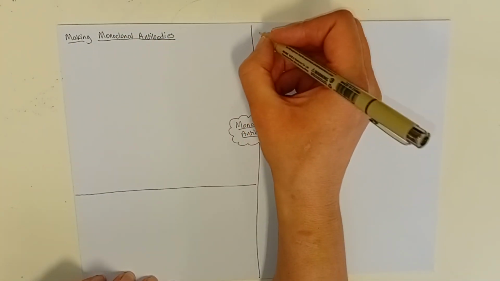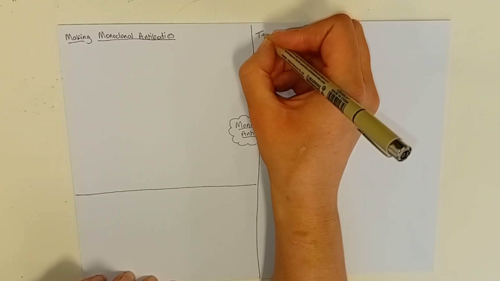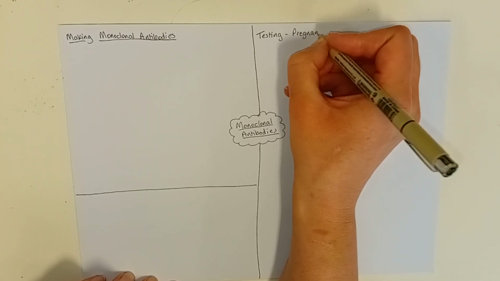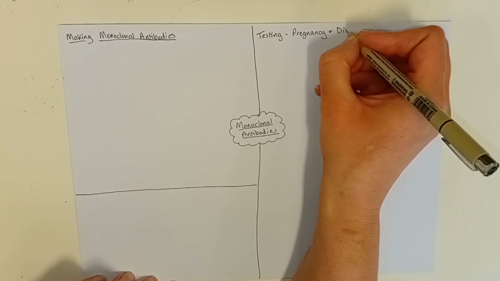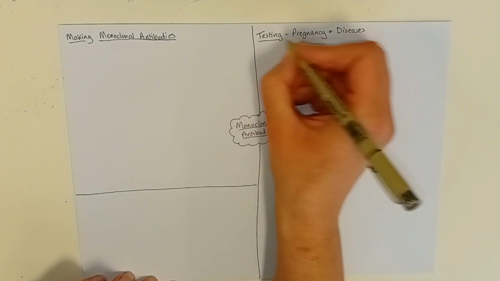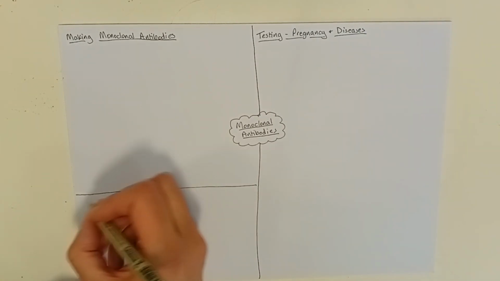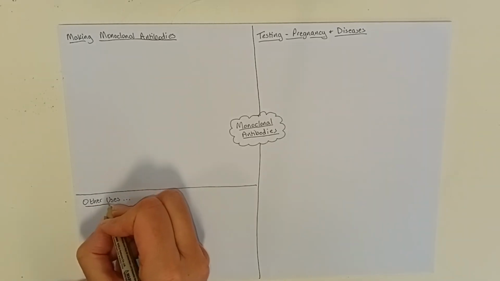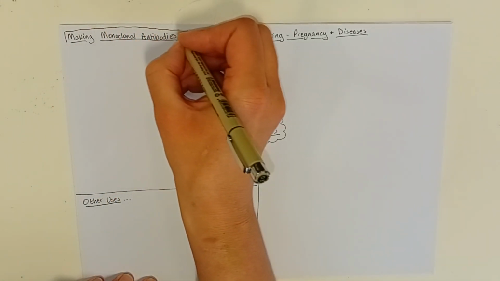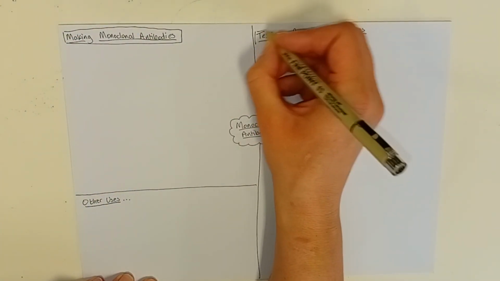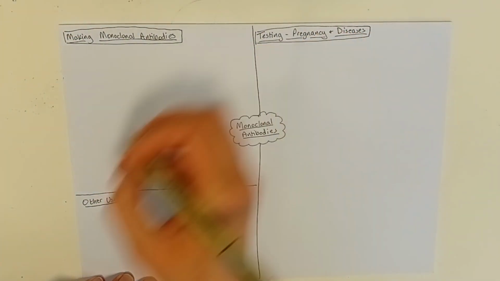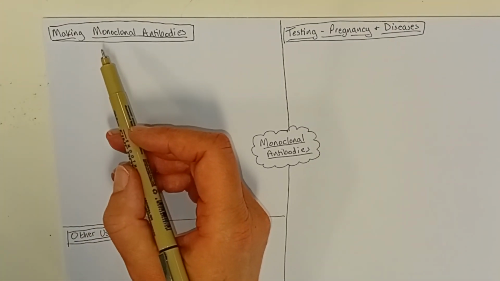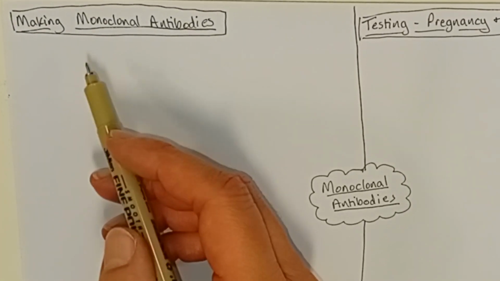The next section is going to be using it in testing for pregnancy and diseases. And lastly, we're going to be thinking about other uses. So there are 3 sections. We're going to start then with this section here, making monoclonal antibodies.